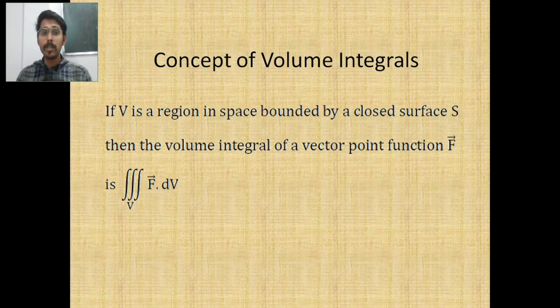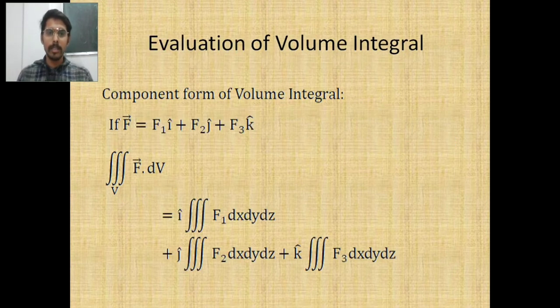Now in line integral, we use only one integration symbol. In surface integral, we use two, meaning that a surface consists of two dimensions, one is x, one is y. And now in volume integral, of course, we are going to use three dimensions, x, y, and z. So we are going to talk about triple integrals. So this is the basic concept of volume integral, and this is the representation, triple integral over V of f dot dV. Now let us go to the next one, that is the evaluation of volume integral.